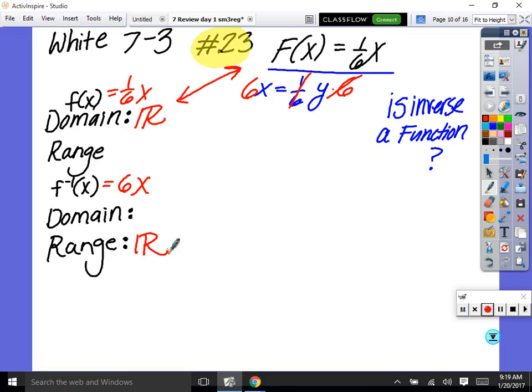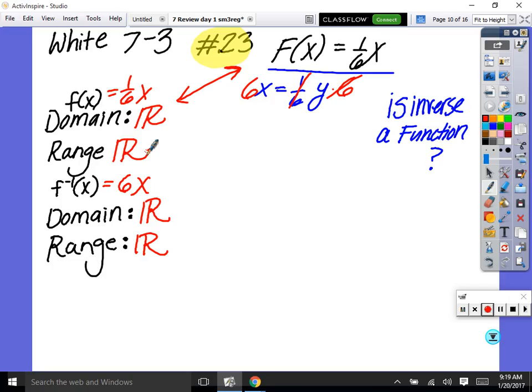All right, let's look at the domain on our inverse. Domains for me always is kind of pretty easy to look at. Isn't it also a line? So all real numbers for the domain. Thus, our original function's range will be all real numbers. So that one was easy.